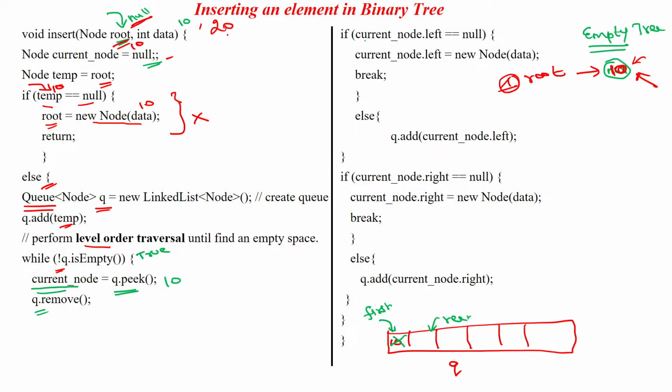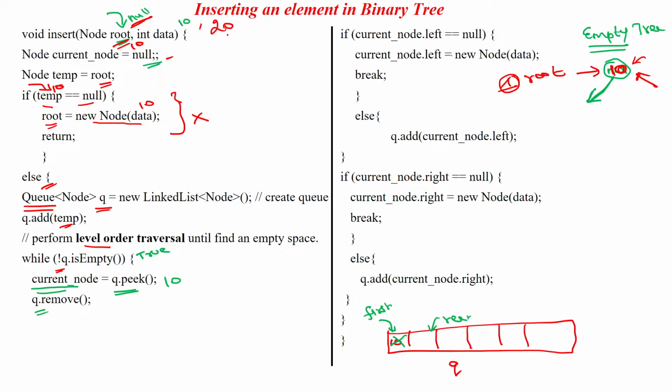Then we are checking if current_node.left equals null. So this is the current_node.left. Yes, current_node.left is null.